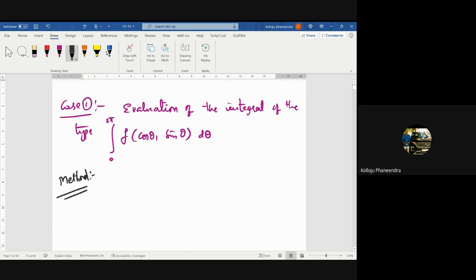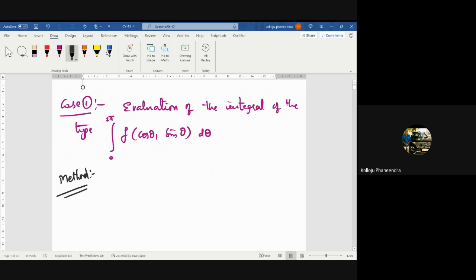You can integrate using your intermediate techniques if the integration is very simple. If the integration is very complicated, then how to evaluate? What is this integrand? The integrand is a function of cosine and sine theta, and the limits must be 0 to 2 pi. Remember this point. Limits must be 0 to 2 pi. Okay, this is the point.